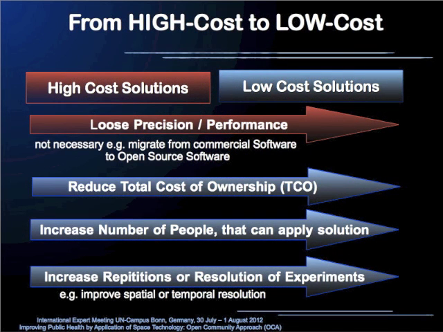This is embedded in strategies for moving from high cost to low cost solutions. The high cost solutions might be available only for member states or agencies which have the money available. Low-cost solutions might be easily accessible, especially for developing countries. You might lose precision or performance from high-cost to low-cost solutions, but this is not necessarily the case. For example, if you replace a commercial geographic information system by open-source systems, you might increase some performance parameters as well.